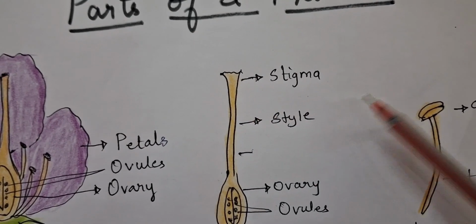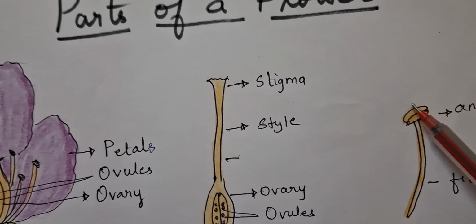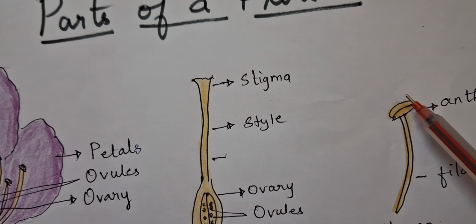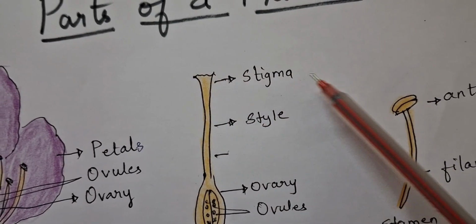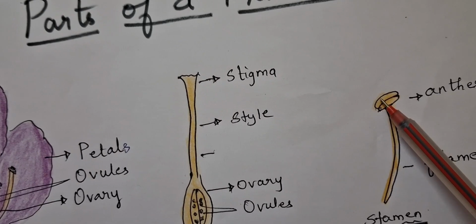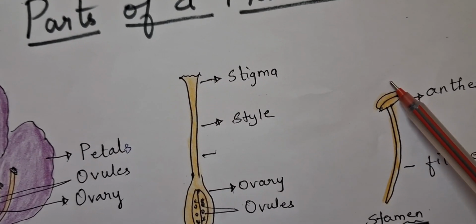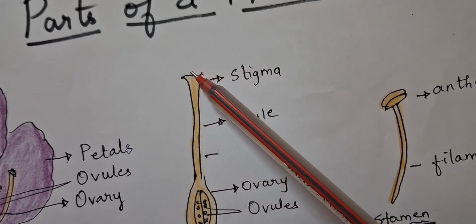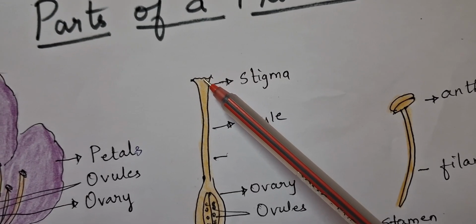So the process of transfer of pollen grains from the anther to the stigma is known as pollination. So what is pollination? The transfer of pollen grains from the anther to the stigma is known as pollination.